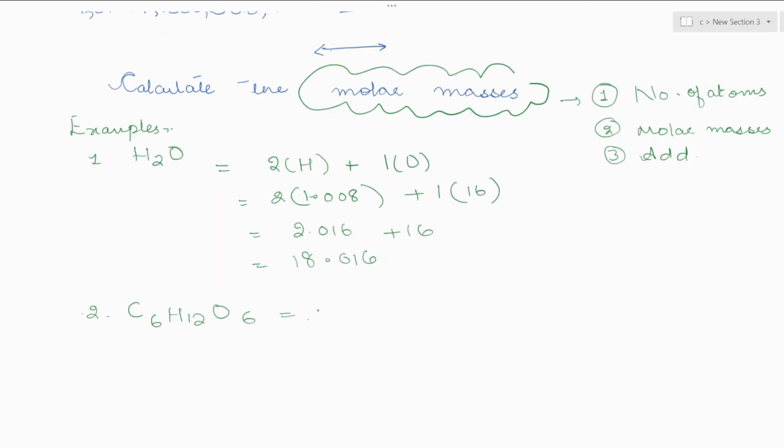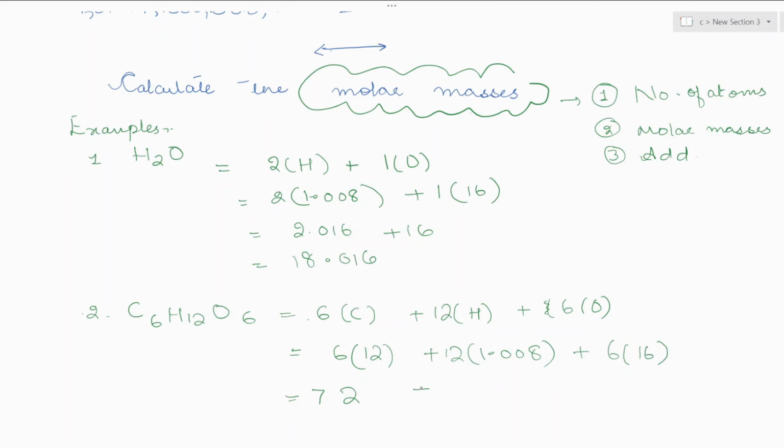Correct. Good. Excellent. So there are 6 carbon, 12 hydrogen, and 6 oxygen. What mass have you used for hydrogen? 1.008. Okay, 6 into 12, 1.008, and 6 into 16, 72. What's the value over here?